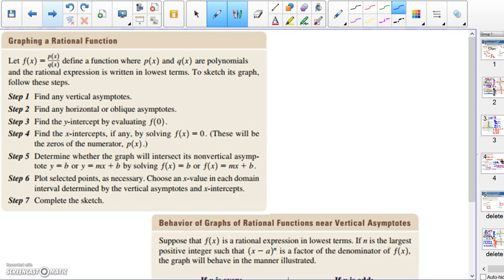Graphing a rational function. They take you right through the steps, and steps 1 and 2 are find the asymptotes. Step 3, plug in 0. Step 4, find some intercepts. So you're going to have to factor some stuff. Step 5, we'll have to talk about later when we get into an example. Step 6, you plot the points, meaning make a table. If you need to figure out more points, you plug in more points.